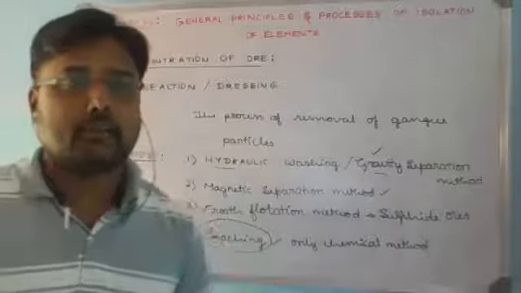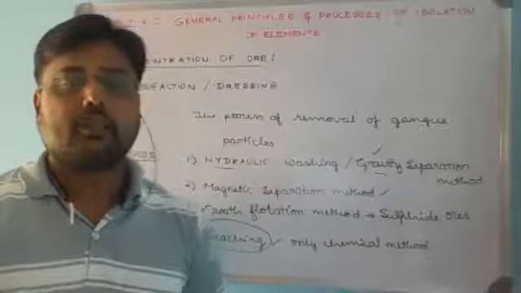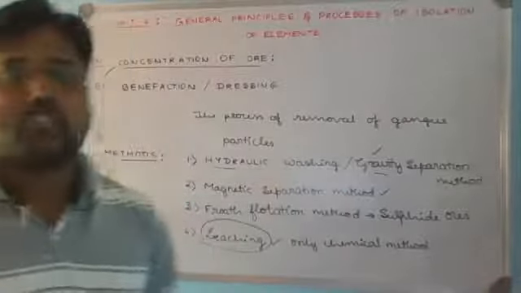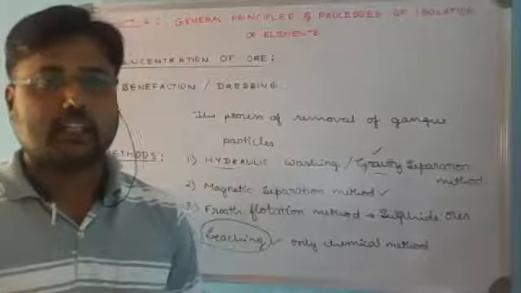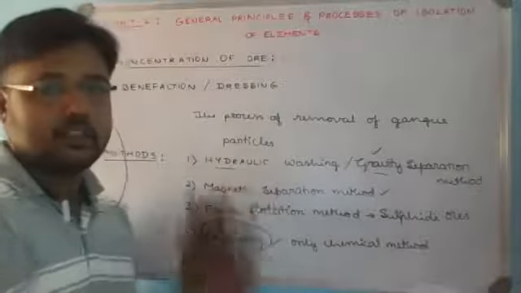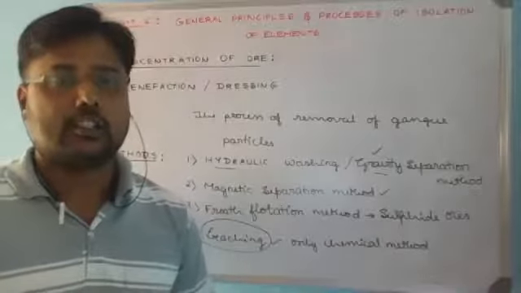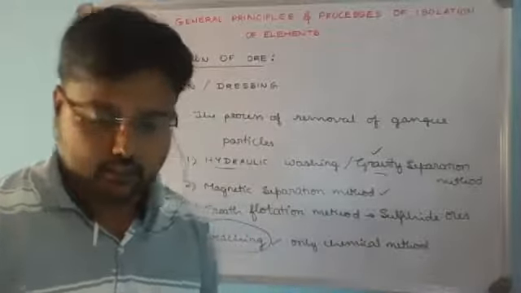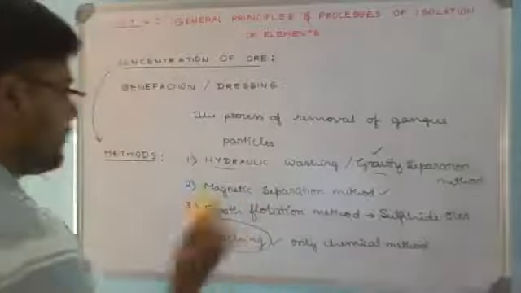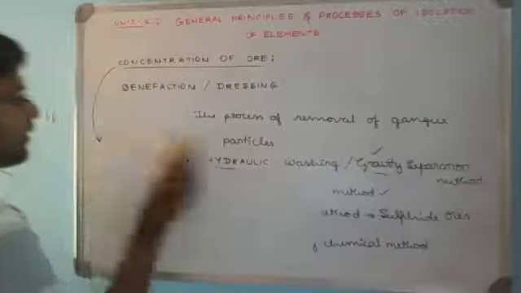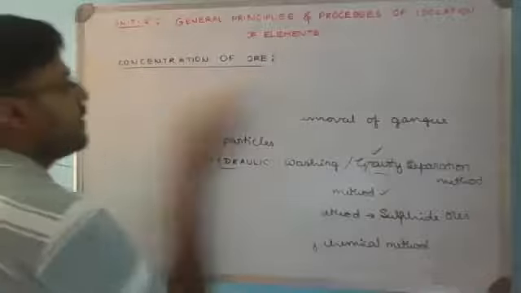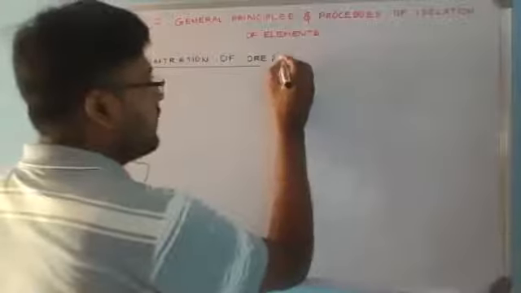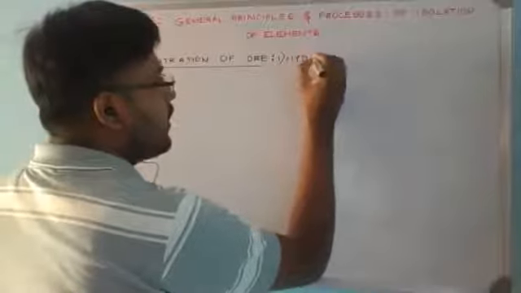For example-based questions, try to remember the four main methods: hydraulic washing, magnetic separation, and froth flotation method. These are physical methods of extraction, that is concentration of ore. And the last one is a chemical method of concentration of ore, which is referred to as leaching. Now we'll proceed with the first method, hydraulic washing.